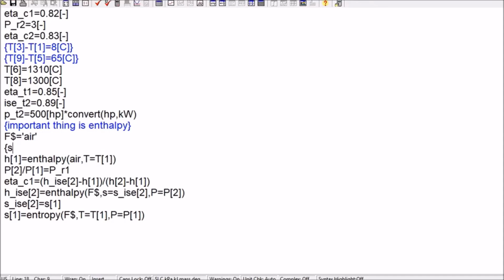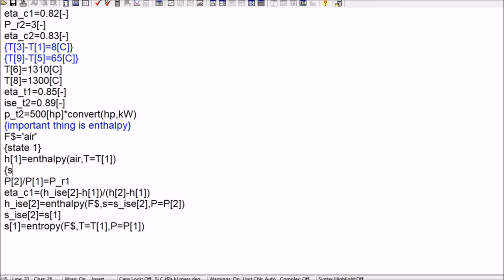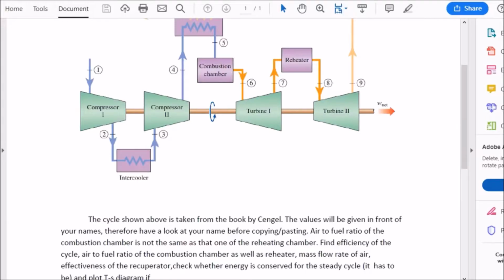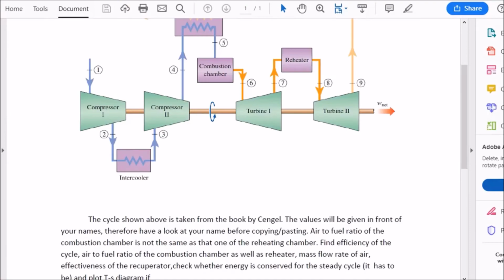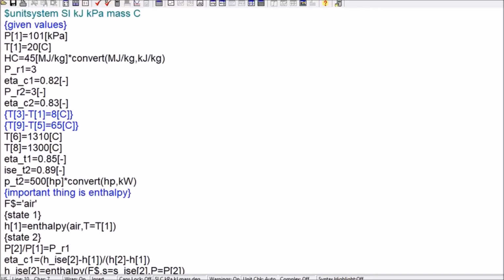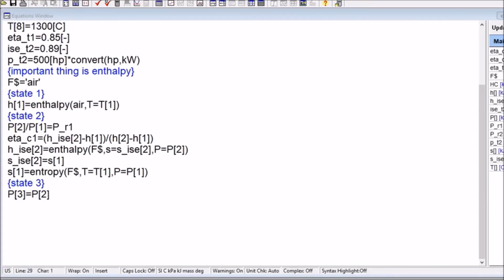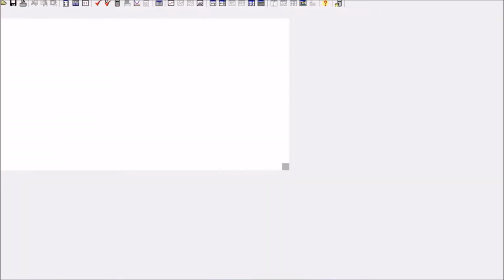Now we have come to state 3. You have here state 2, and then here you have state 3. For state 3 we have pressure because P3 is same as P2, and we have T3 minus T1 as 8 degrees Celsius. So we should clear the comment on this one. Let's see what we have about 3.